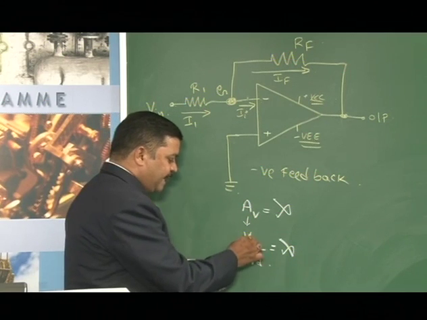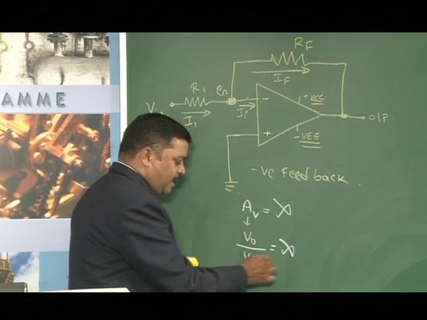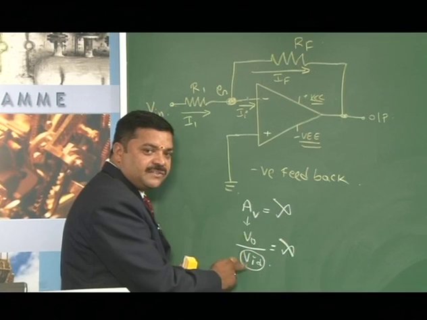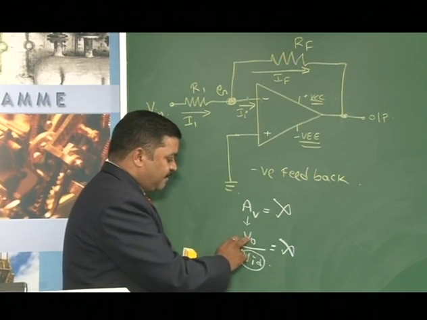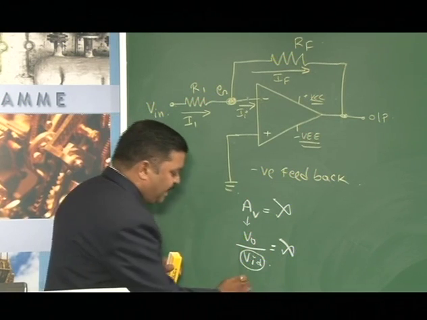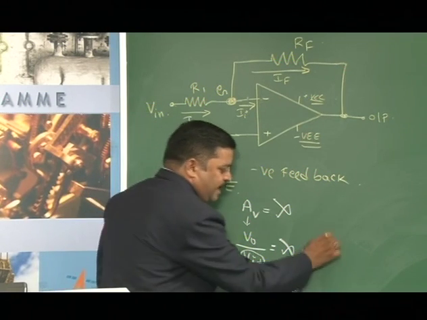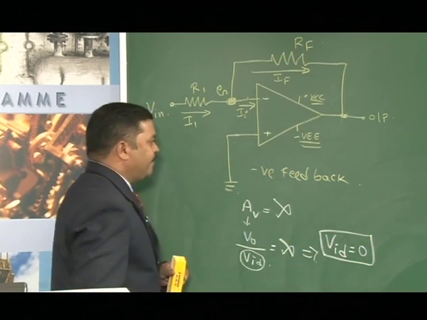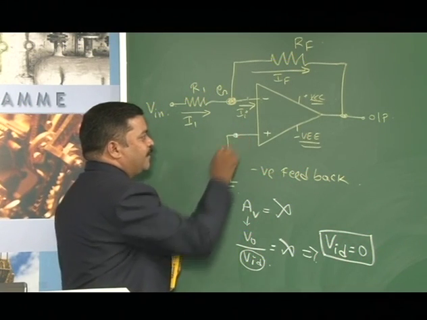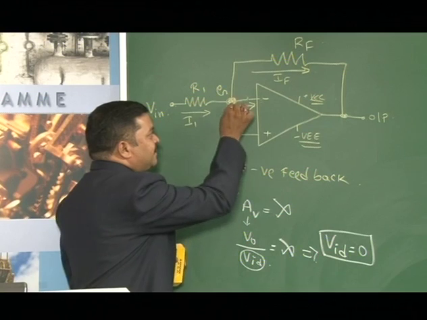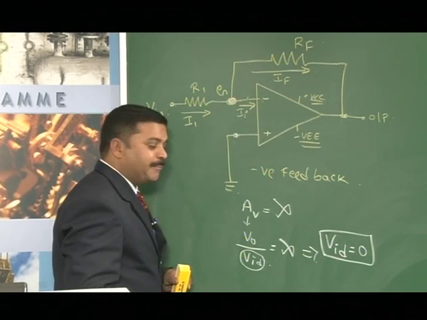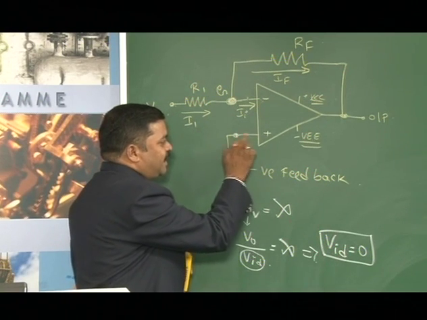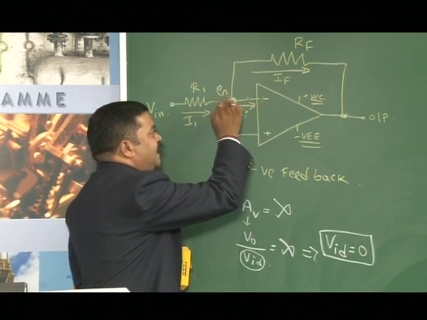If we want V0 by VID to equal infinity, what will be the denominator? The denominator is 0, then only V0 by VID equals infinity, which implies VID equals 0. So, what is VID? VID is the differential input voltage, which is given by the voltage at the positive terminal minus the voltage at the negative terminal of the op-amp.